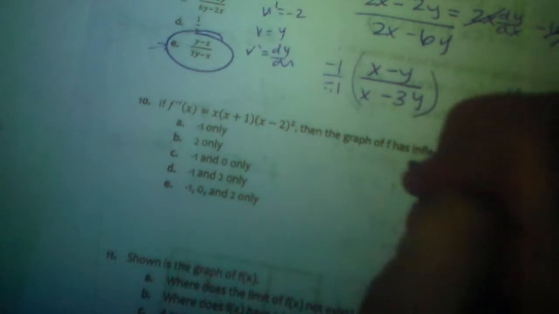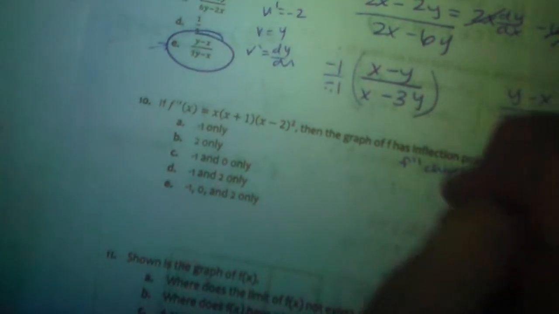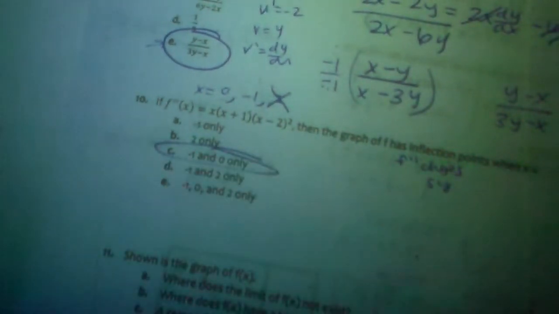This is f double prime. Point of inflection is when f double prime changes signs. So I'm looking where it's 0, which is 0, -1, and 2. But then 2 has an even power, it will not change signs. This one has odd powers of 1, so it will change signs. So 0 and -1.